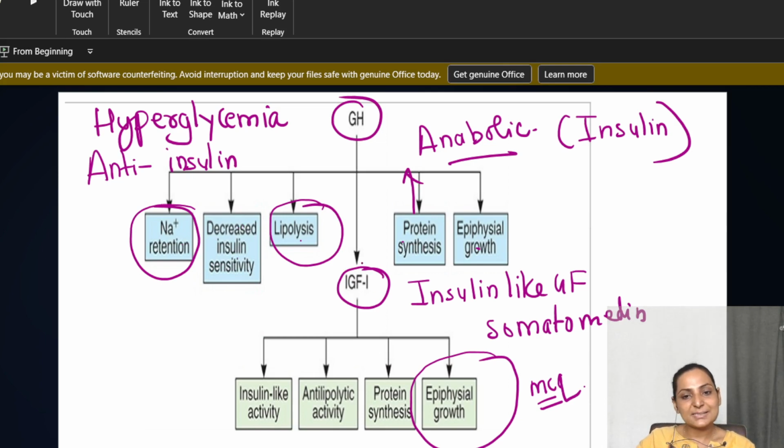Apart from this, somatomedin or the insulin-like growth factor has important effects: it has insulin-like activity, it causes protein synthesis, it is an epiphyseal growth needed factor, and it is anti-lipolytic. Growth hormone itself is lipolytic, it is going to cause the breakdown, but this will not cause the breakdown. So it is anti-lipolytic.